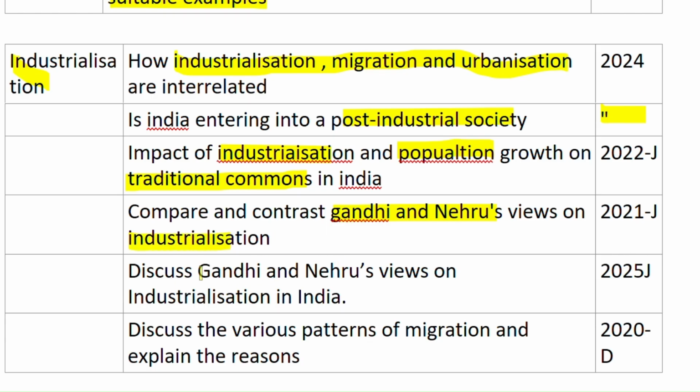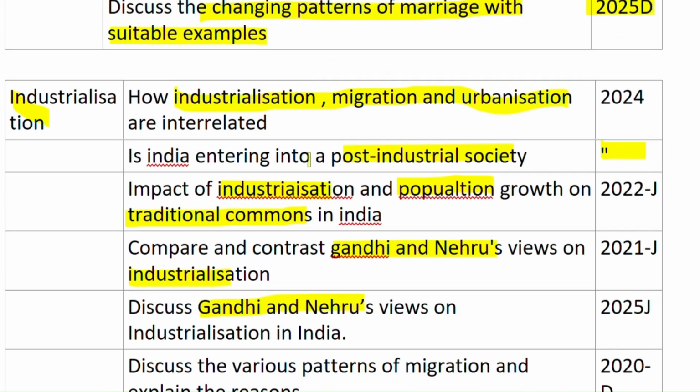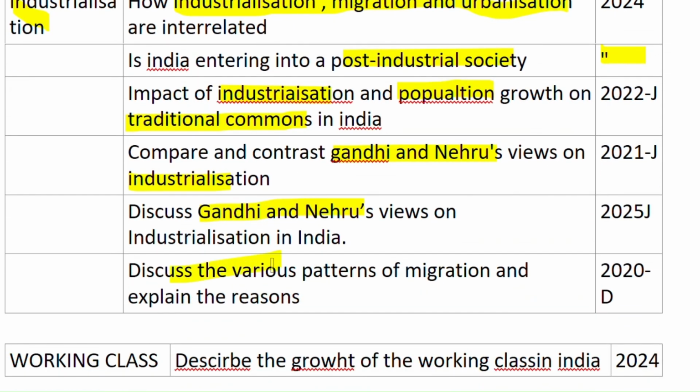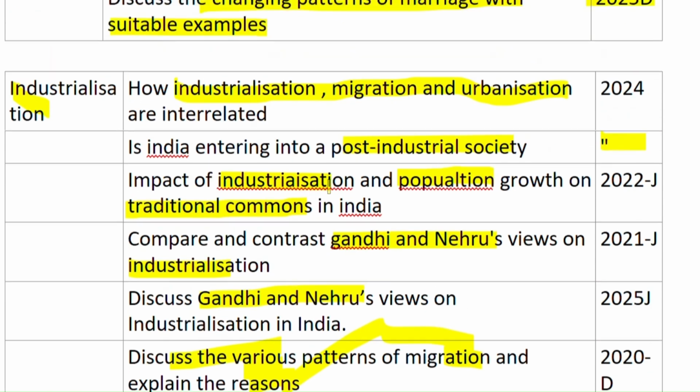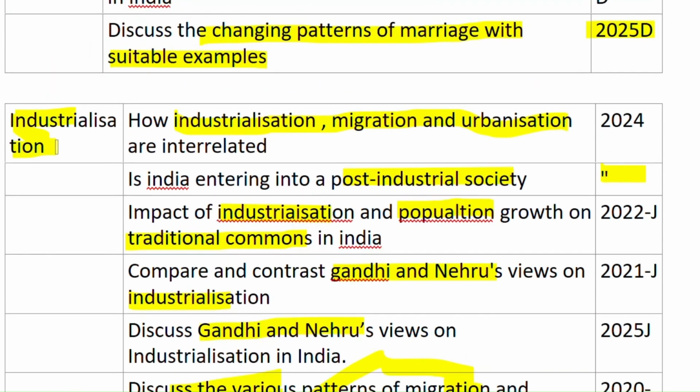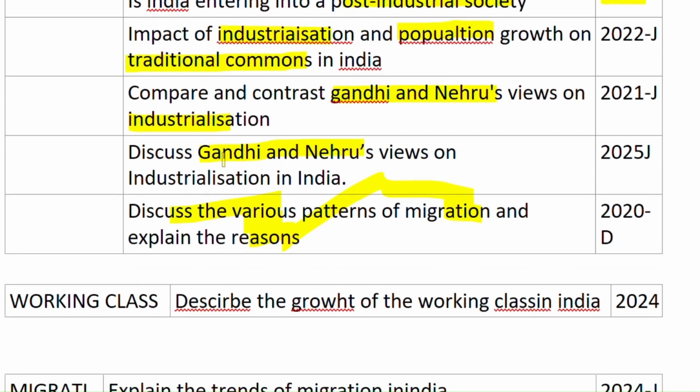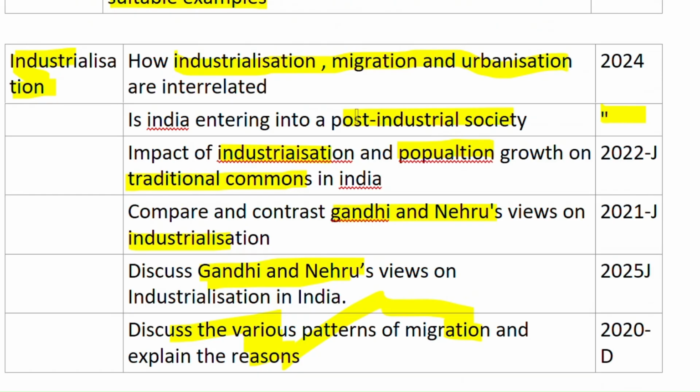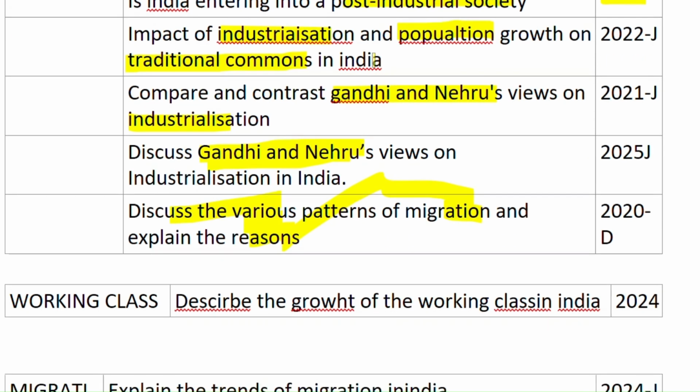Again, in 2025, the same question repeated: discuss the various patterns of migration and explain the reasons. So we will discuss this question under the migration head. Far from the topic of industrialization, Gandhi's and Nehru's views are important. The main question is Gandhi's and Nehru's views, and then the interrelation between industrialization, migration, and urbanization.